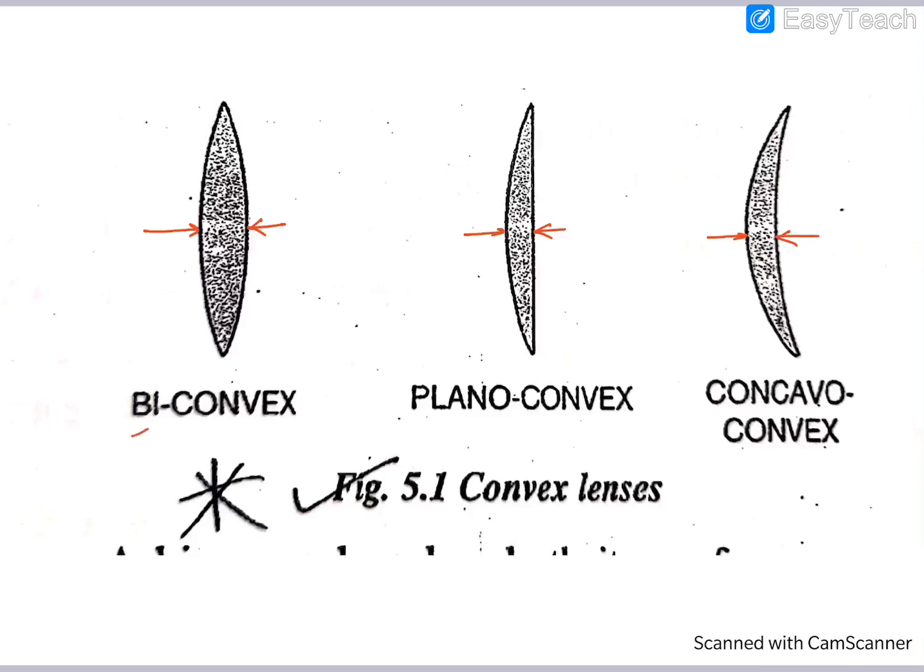In biconvex, what do you mean by biconvex? Look at both the sides, they both are curvatures. These are called plano-convex because if you see, this side is plane, and that's why they are called plano-convex. In this one, it's called concavo-convex because this side is a convex side, but this shape is like a concave. That's why they named it concavo-convex.